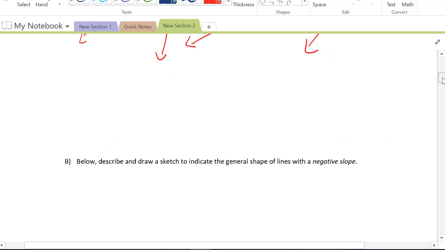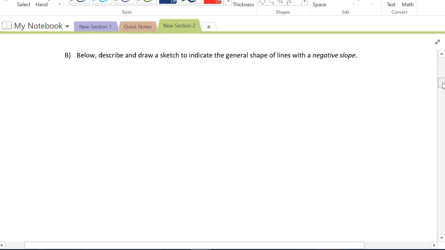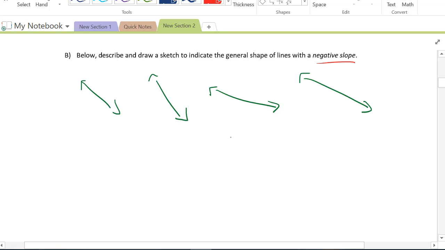And then the next part, they want us to draw a sketch to indicate the negative slope, right? So they want you to draw some lines that have negative slope. So like we said, if you have a line that's decreasing from left to right, that's a negative slope. So stuff like this, lines that look like this, lines like this. These are all examples of negative slope when the line is decreasing from left to right.